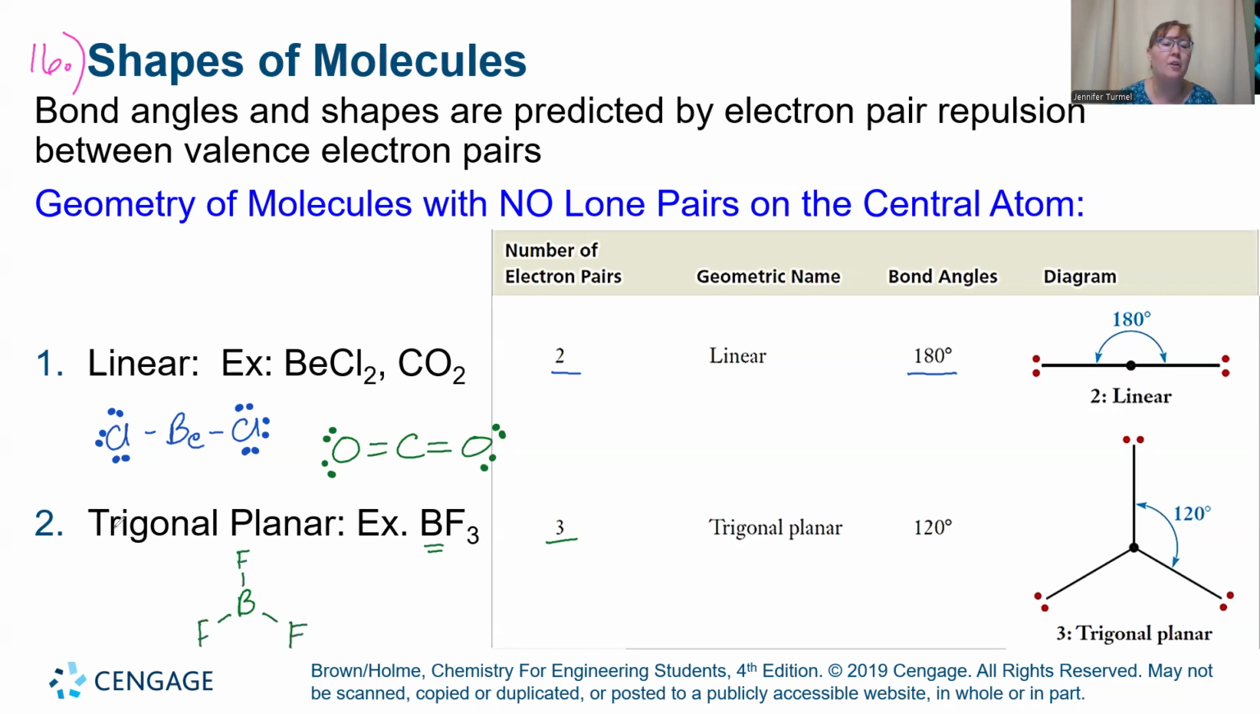This is boron trifluoride, and we'll place its electrons like so, always in pairs. And it is going to have what's called a trigonal planar shape and a bond angle of 120 degrees. We'll be working with these ball and stick models in the lab as well.